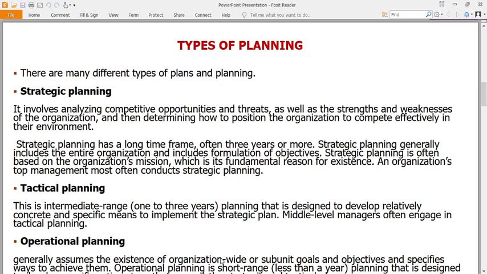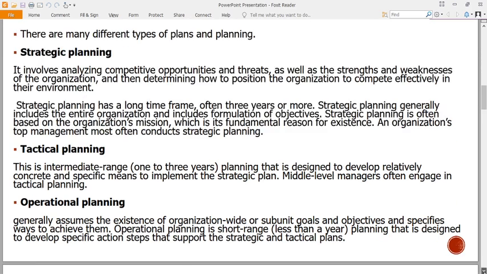Then we have what we call tactical planning. Now this one is an immediate plan that helps in achieving the strategic plan, and it is always 1 to 3 years. So as you set your strategic objectives in the strategic plan, you come up with intermediate objectives that are going to help in achieving the strategic plan.